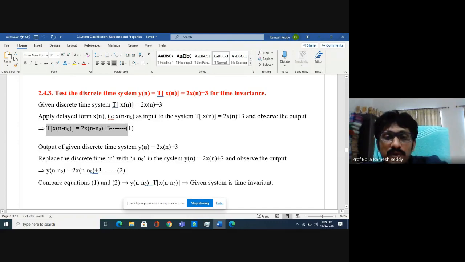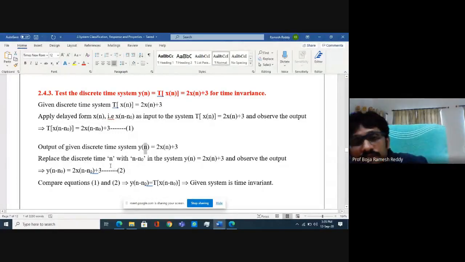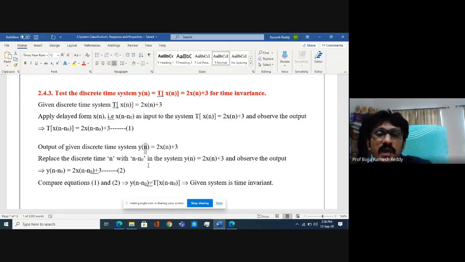Now, this is the output of the given discrete system. Now delay this output. Delay means replace n with n minus n naught, because our task is to compare input delay and output delay. If both the delays are the same, then you can say the system is time invariant. So in this system, replace n with n minus n naught. What will we get? y of n minus n naught is equal to 2 times x of n minus n naught plus 3.